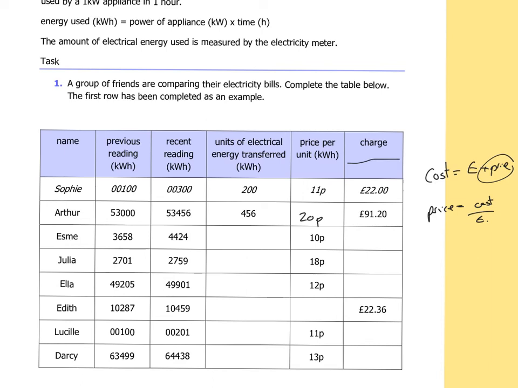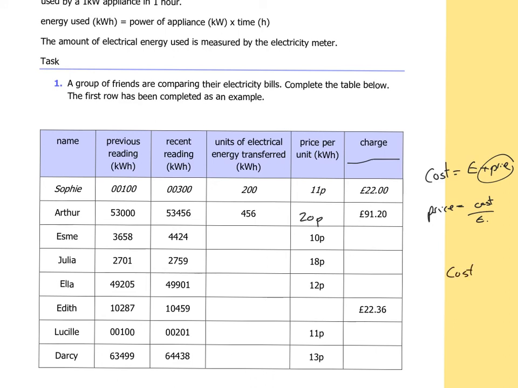So in all of these questions, you're just using the difference between these values to work out how much energy has been used, and then you're using the cost equals the energy multiplied by the price equation to work out these ones here. I know some of you like the equation triangle version, so I'll put that to the side here.